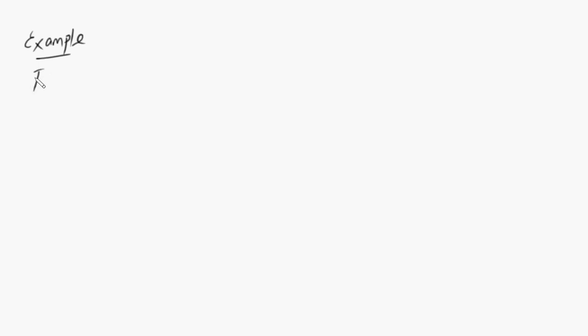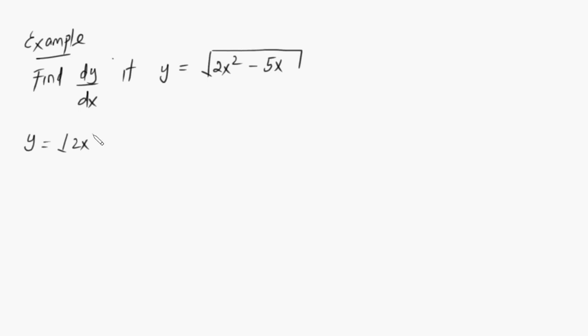Say, find dy/dx if y equals the square root of 2x squared minus 5x, like this one. So this is some kind of composite function where, from 2x squared minus 5x, I can just let u equal 2x squared minus 5x.